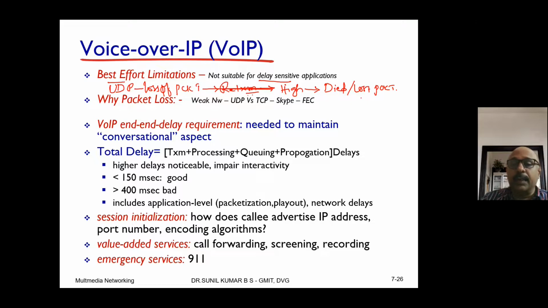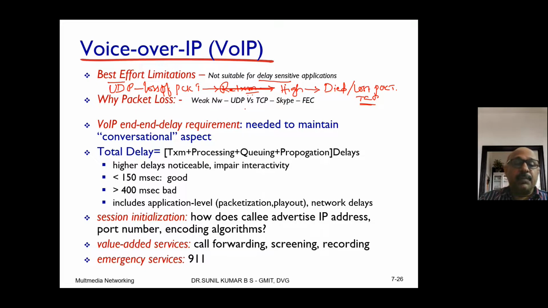However, this can be overcome by TCP. But again, as I told, the reliability is good, however the delay matters. So now we will go on to why packet loss happens in the network.